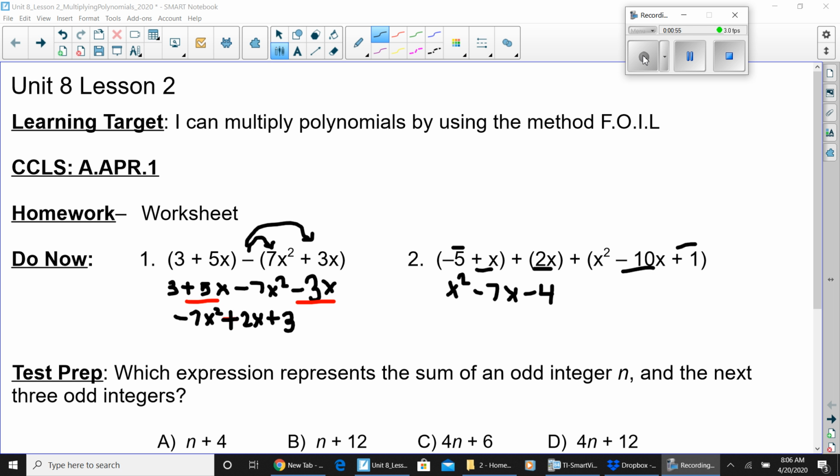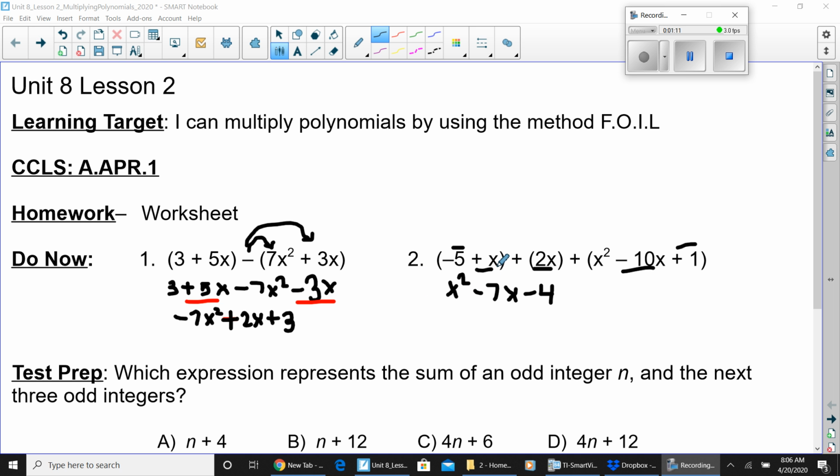Okay, the first one is negative 7x squared plus 2x plus 3. All right, distributing that negative makes this a negative 7x squared, and distributing that negative makes this a negative 3x. And then when you combine the like terms, that's what you get for the answer.